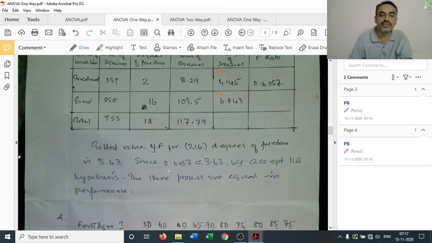From tables of F distribution, we can get it at 5% level of significance as 3.63, and the value 0.6057 computed from the data is less than 3.63. So we can accept the hypothesis and conclude that the three processes are equal in the performance of outputs.